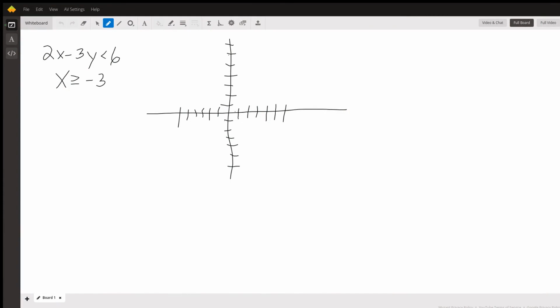The question asks you to graph this system: 2x minus 3y is less than 6, and x is greater than or equal to negative 3. Certainly for homework, you can go to Desmos. It has a graphing calculator, and you enter those two equations and it will graph it for you. However, on test day, you cannot do that. You can use it for homework to check your answer.